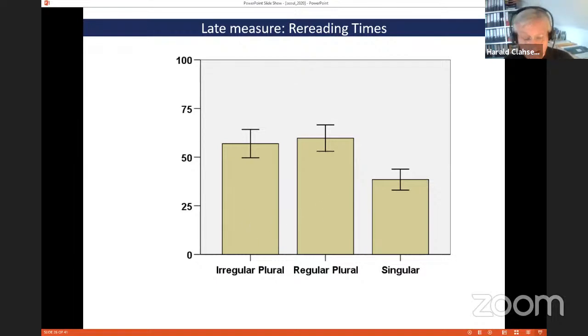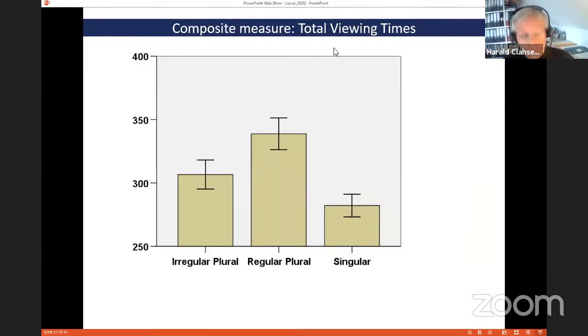Okay. Now, finally, the third measure is total viewing time. Total viewing time is a composite measure, which is the sum of all fixations within a region, irrespective of whether they were early or late. This is a general measure of difficulty and effort. And the graph shows differences between all conditions, a three-way distinction: shortest total viewing times on singulars, longest on regular plurals, and in between the irregulars. In a way, what we get here is the three-way distinction we also get in offline experiments.